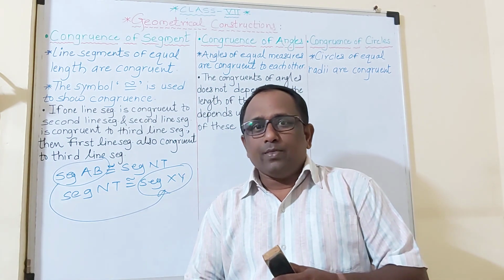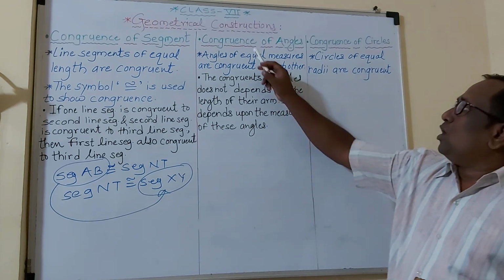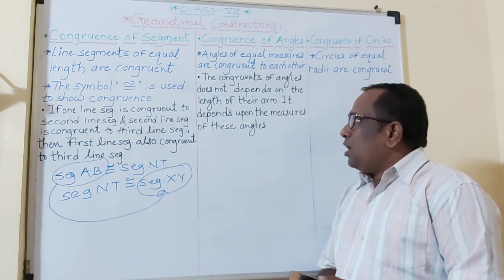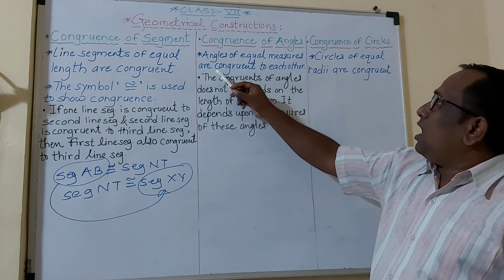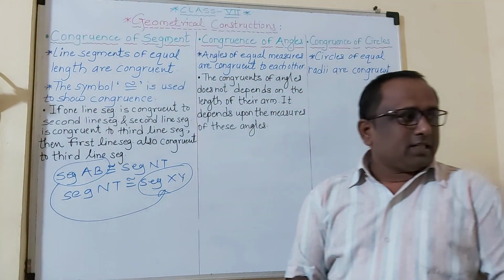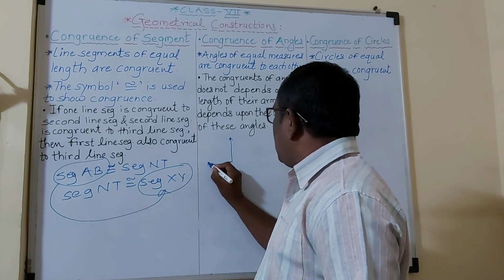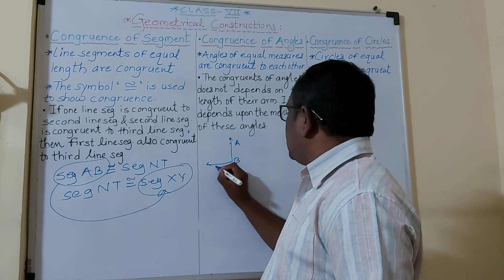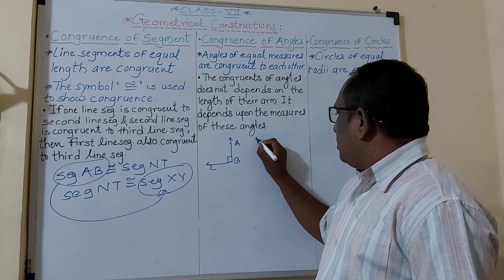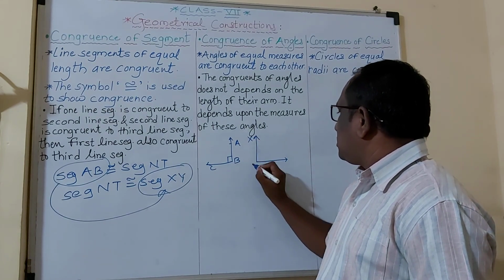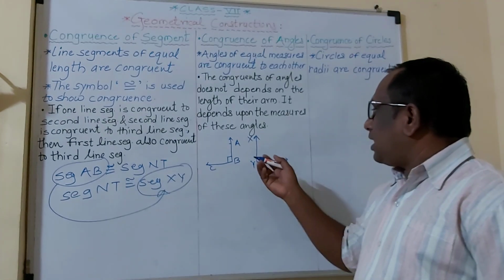Understood, students? Now we are going to move to the next point, that is congruence of angles. Angles of equal measures are congruent to each other. For example, I will draw some angles here. This is angle ABC, and this angle ABC is 90 degrees. Again, XYZ, this is also 90 degrees because this is a right angle.